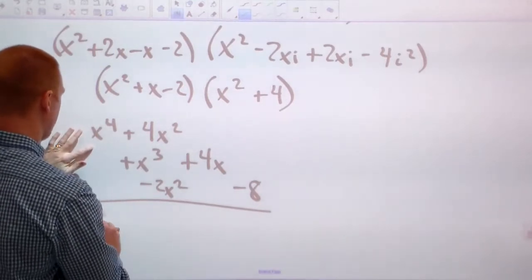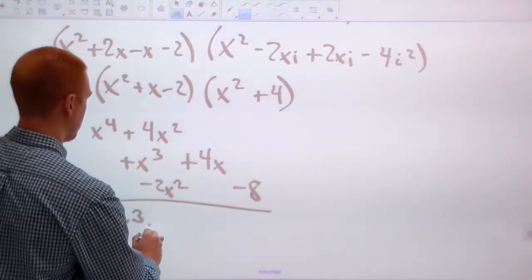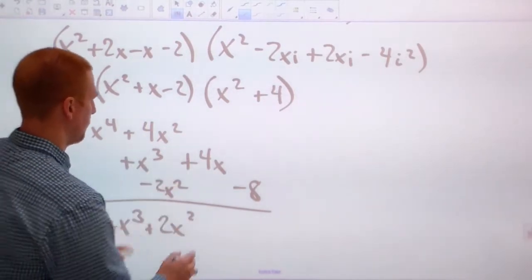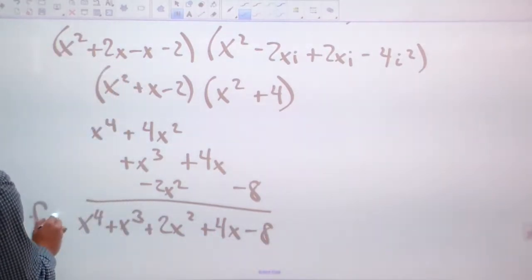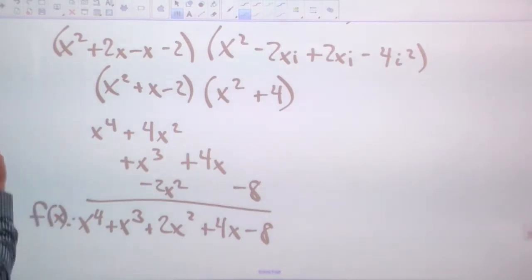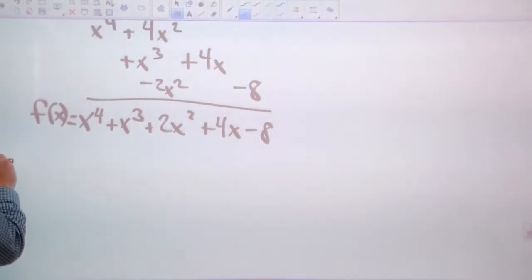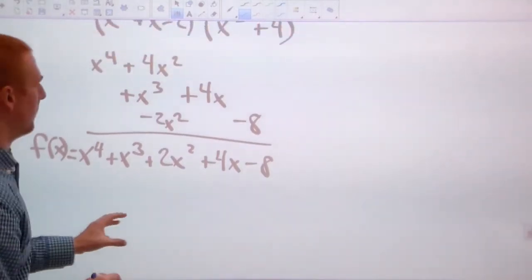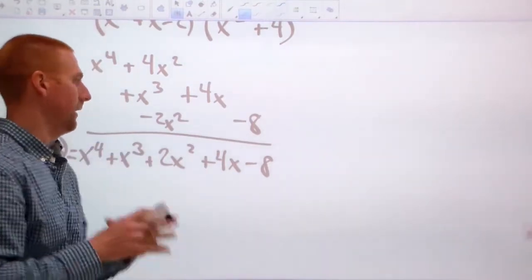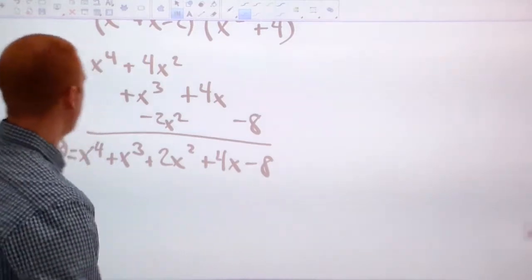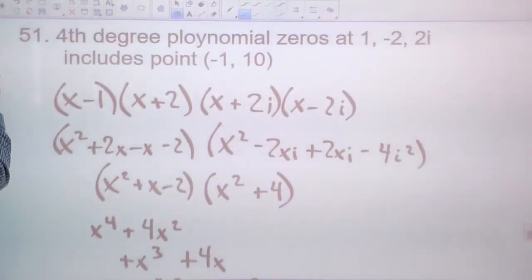So x to the 4th, we have x cubed. 4x squared minus 2x squared is 2x squared, plus 4x, and then finally minus 8. So this is our function. This is our polynomial. This will have the 4 zeros given to us in the beginning. Now if you graph that, you're only going to see 2 of those because only 2 are real. The other 2 are complex. So if you watch that video, they exist in another parallel dimension. So you won't see them, but mathematically they should be there. But that should be your function.